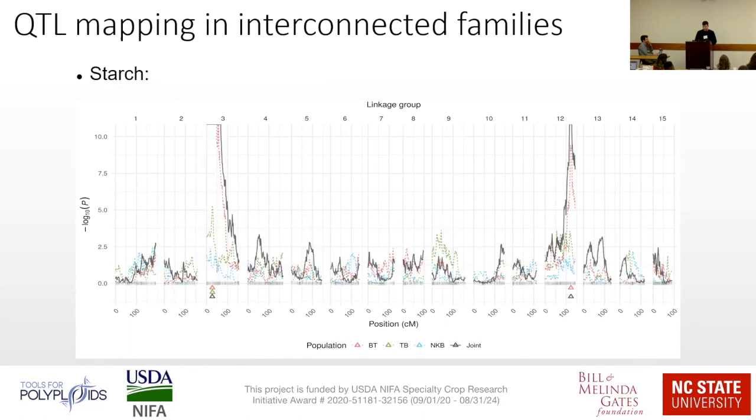For the starch content, we could find the same QTLs on chromosome number 3 and 12 for the BT population. Only the first QTL on chromosome number 3 for the TB, no QTL at all for NKB, and the two major QTLs on the joint analysis. So that shows that the joint analysis has a higher statistical power to detect QTL. For this trait, we know that it is controlled by these two major genomic regions, because we have evidence from previous studies. And we are now investigating how this kind of strategy performs in a more complex trait.